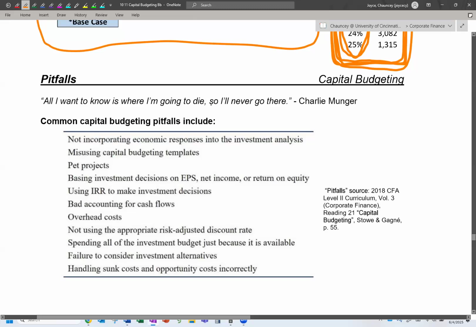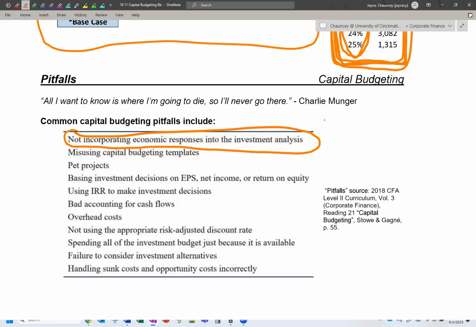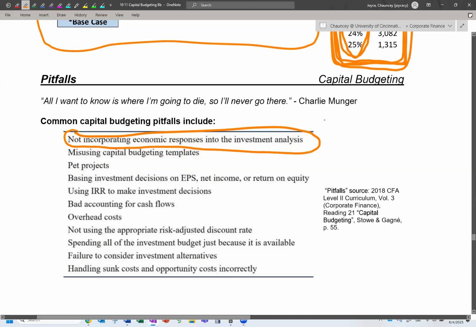Here's where you're going to die in capital budgeting: not incorporating an economic response in the investment analysis. Business is extremely competitive. If you found an idea that has a net present value that's very positive and you launch this new product, you're a fool to think your competition is just going to sit by and not launch a similar product to try to take some of that value from you. So incorporate an economic response. Typically, that's faster than we think it's going to be.